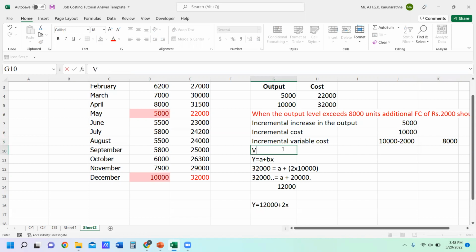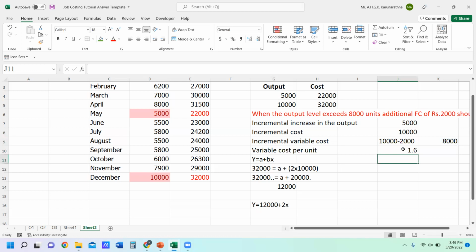Then what is the variable cost per unit? Variable cost per unit is accordingly equal: for a 5,000 unit increase, total variable cost is 8,000. So 8,000 divided by 5,000 is rupees 1.60, 1 rupee and 60 cents. Right? So this kind of scenario may also be possible sometimes in certain countries. Okay, that's about our activities.